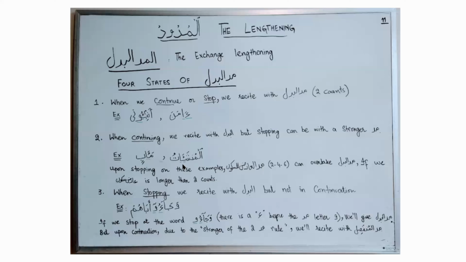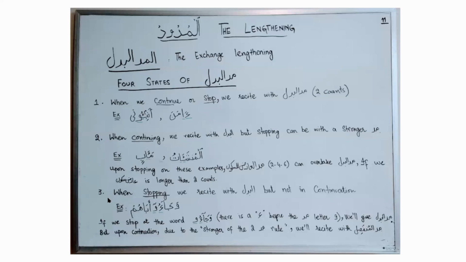So in case of continuation, we will recite it like this: Al-munsha'atu. But if I'm choosing to stop, I have an option of the stronger mad, which is called madul arid lis-sukoon, 2, 4, or 6 counts. So in that case, I have an option to recite it like this: Al-munsha'at. And in the next example, if I'm choosing to continue, I will recite it with madul badal by giving it two counts: ma'abin. But if I'm choosing to stop, I have an option to stop with a stronger mad, madul arid lis-sukoon of 2, 4, and 6 counts, and I can stop like this: ma'ab. And inshallah, we will learn about madul arid lis-sukoon very soon.